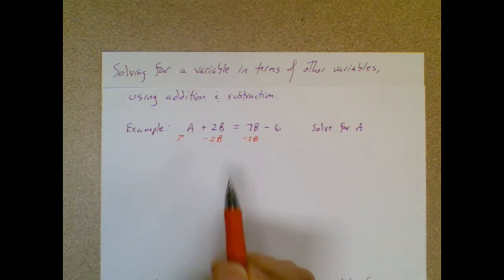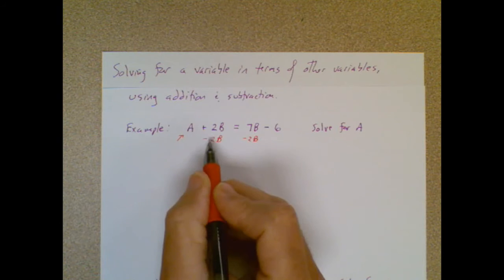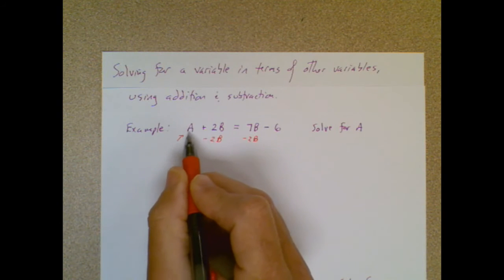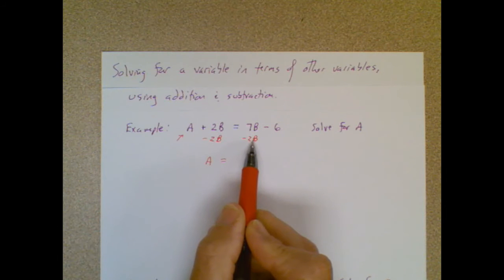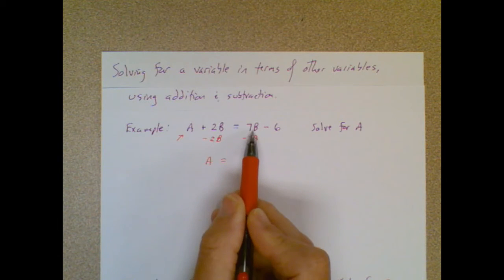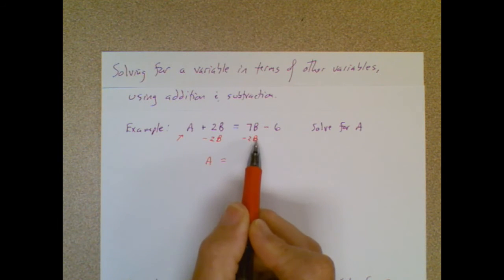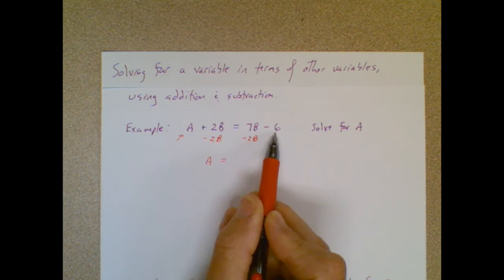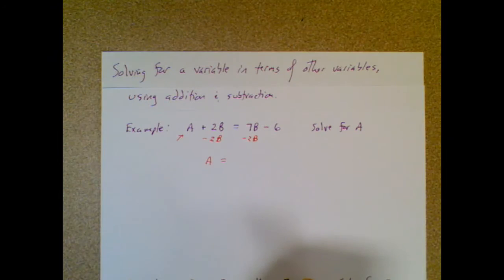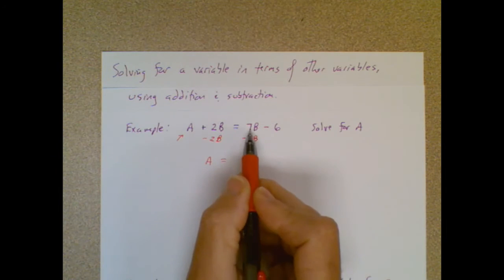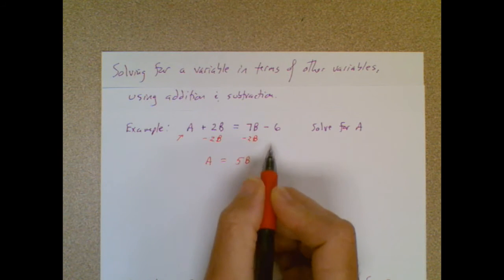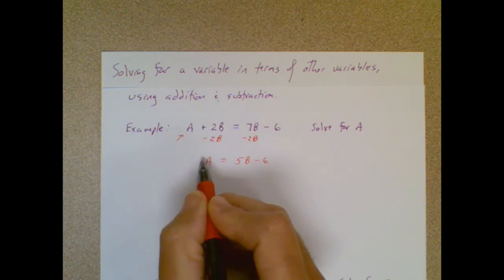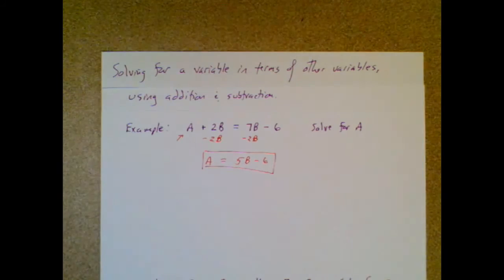The 2b minus the 2b subtracts to 0, so the only thing remaining on the left side is the a. I put the 2b under the 7b because those are like terms, so they can combine. I don't want to put the 2b under the 6 because the 2b and the 6 are not like terms, they cannot combine. So 7b minus 2b is 5b. There's nothing to combine with the 6, so now I have solved for a. Let's do one more.